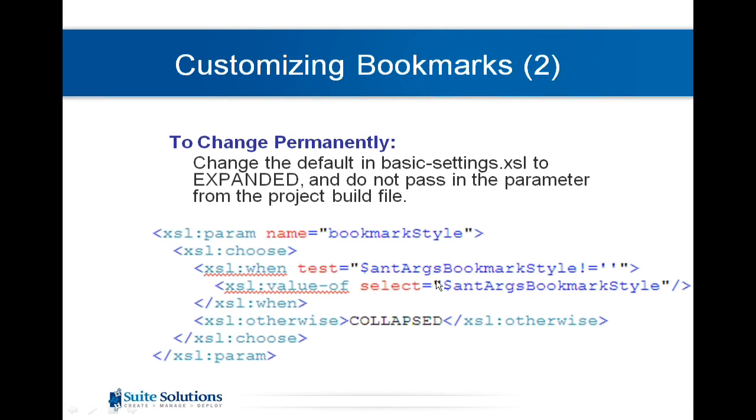So another thing you can do is you can just change this otherwise to expanded, and then the default will be expanded, and you won't have to change anything in your project build file. You won't have to use the parameter at all. In fact, you should not use the parameter because it will override this default. That's another way to do it. I think I'm going to skip the demonstration because we already saw one and it's not so exciting, but this will also work. It's a more permanent way of customizing the bookmarks.